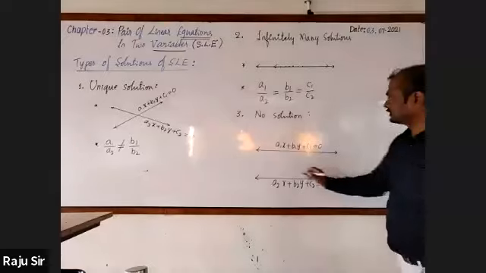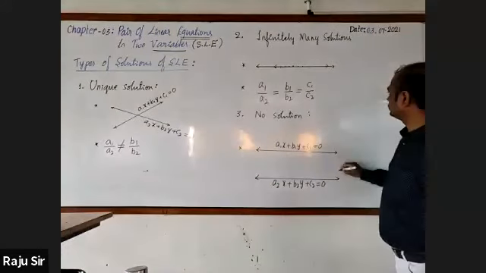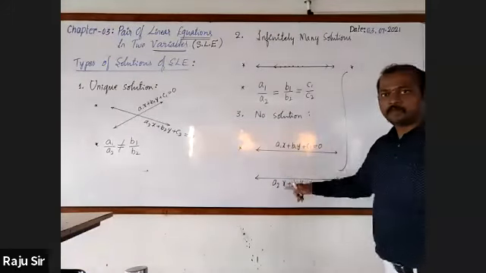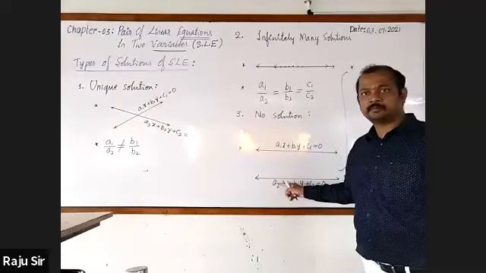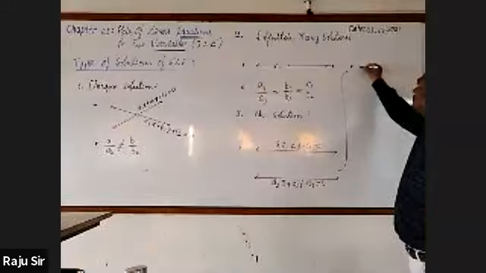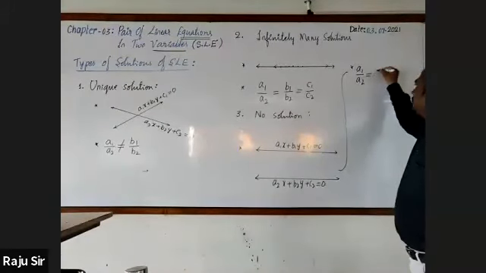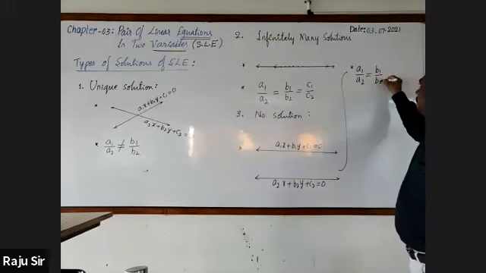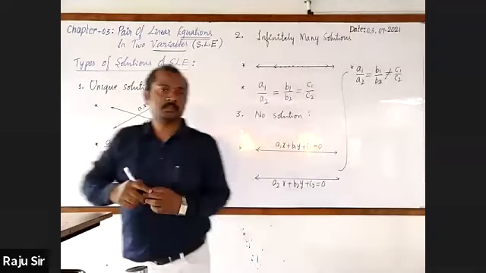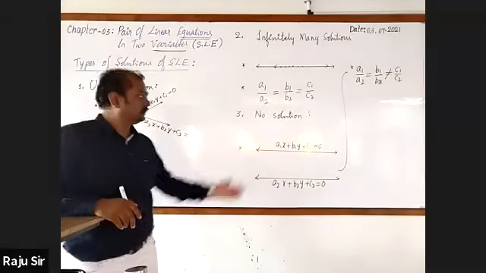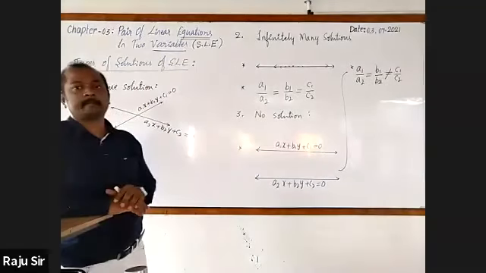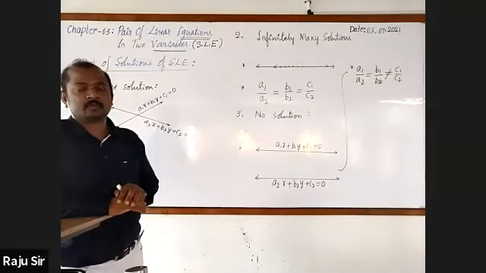And for this also, we have a condition. That condition is, so let me write that here. Hope that you have copied this. Have you drawn these two lines which are parallel to each other? Yes, sir. Okay. Then write the condition. Condition is A1 by A2 is equal to B1 by B2, but not equal to C1 by C2. If this condition holds good, then you can say that the given equations have no solution. Follow?